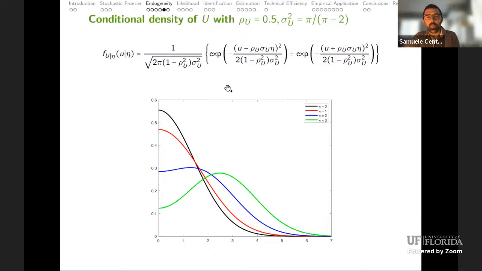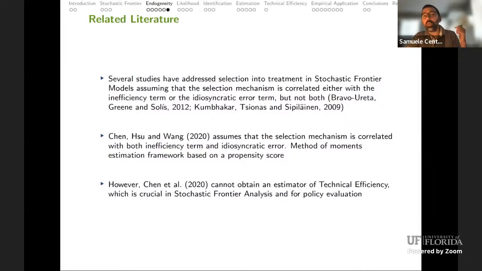So what do we do here that is different from what has been done before? The idea of going through the trouble of writing down this model in closed form and deriving the likelihood function in closed form is that we want to estimate technical efficiency, one of the most important features of stochastic frontier models.